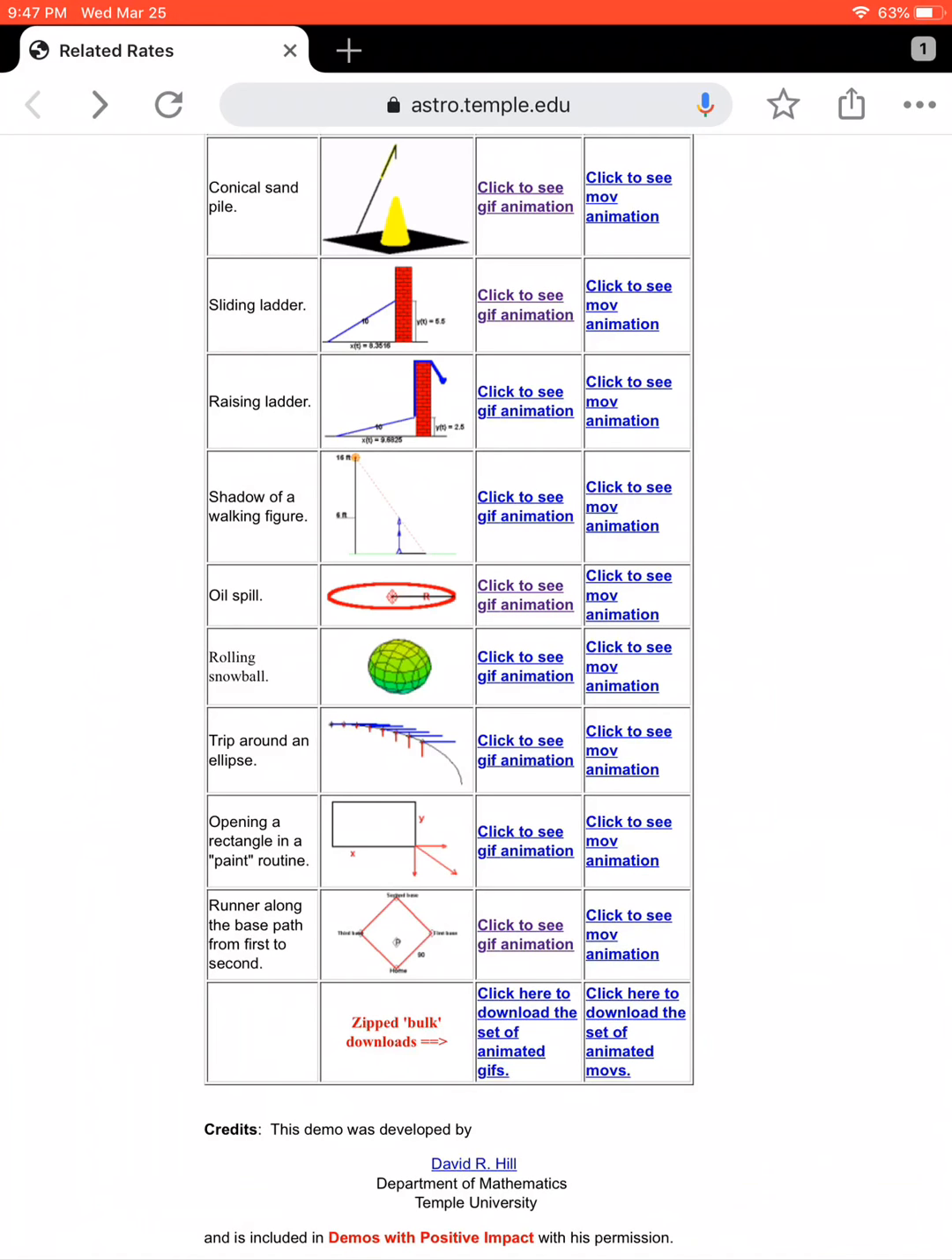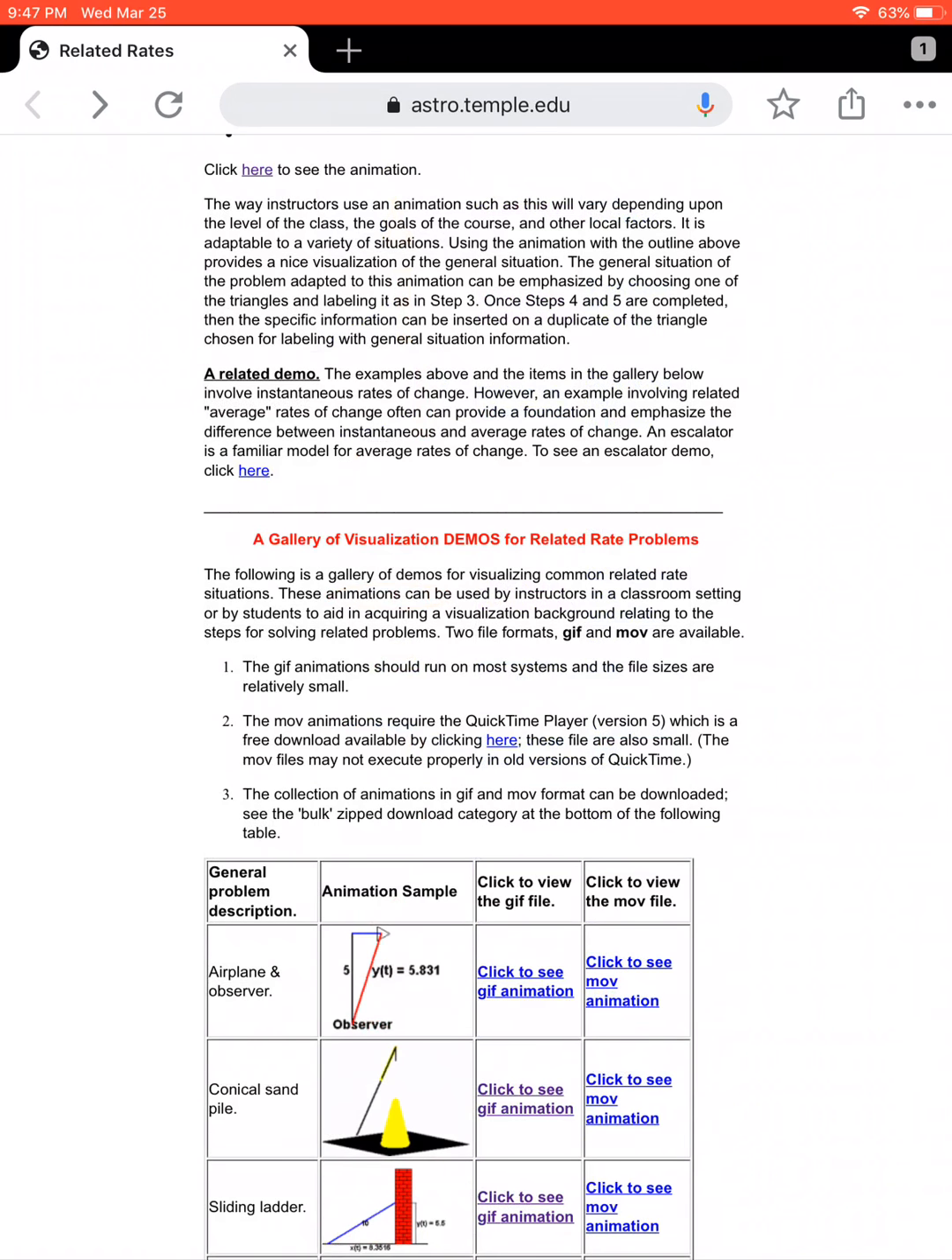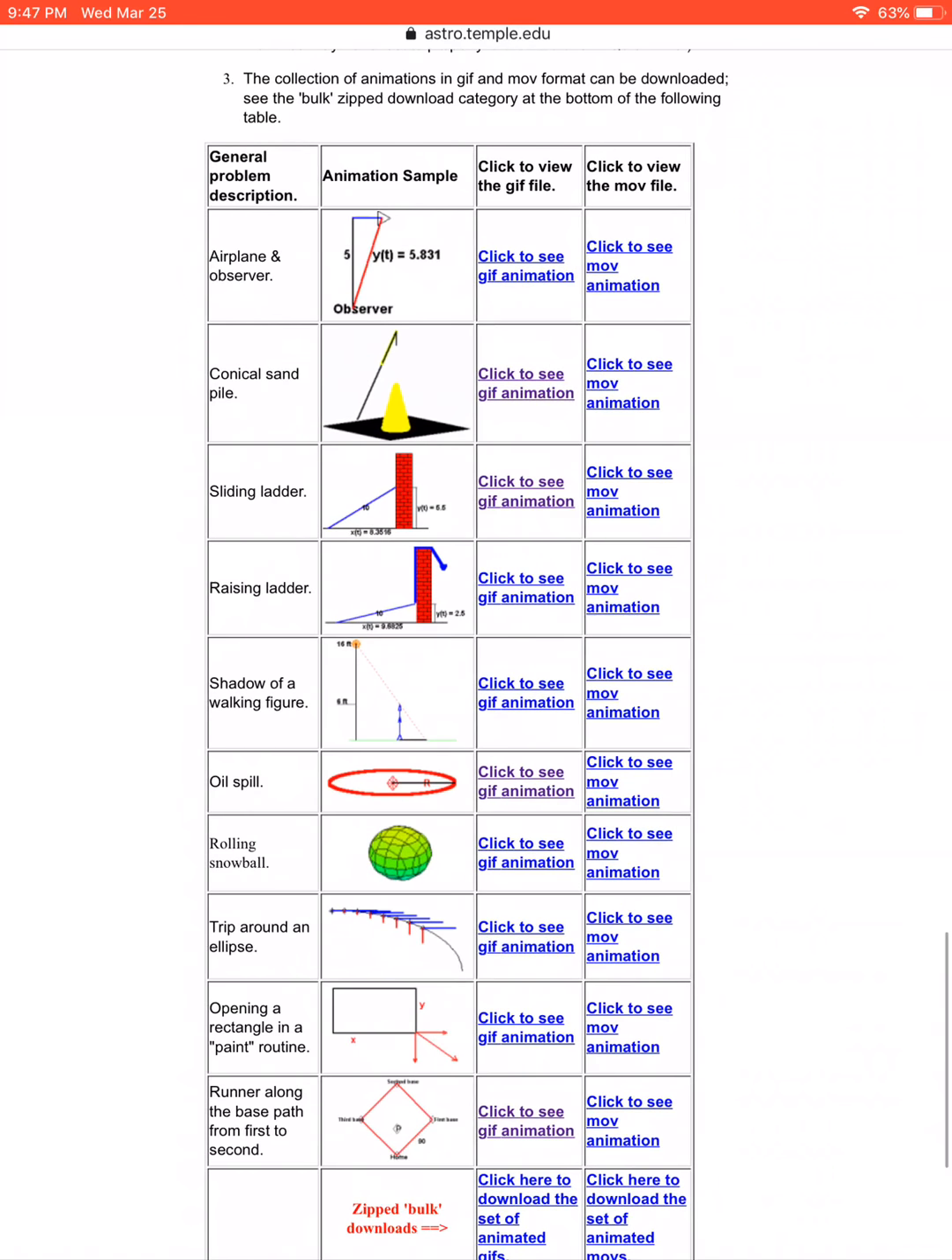So I've been using this website for a while. I think some of the animation is starting to get old. I probably need to look at something else a little bit more up to date.